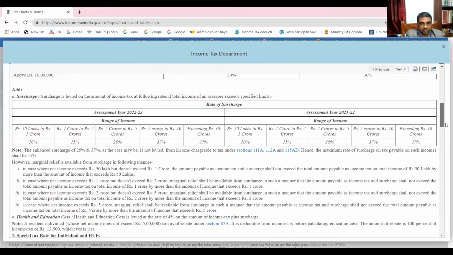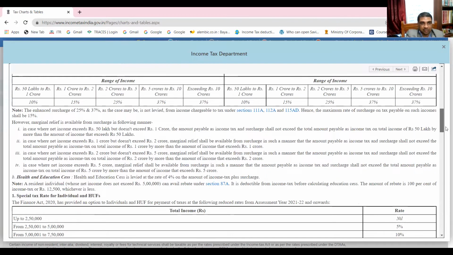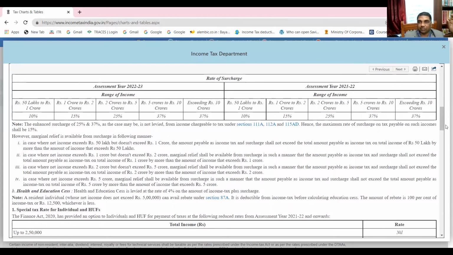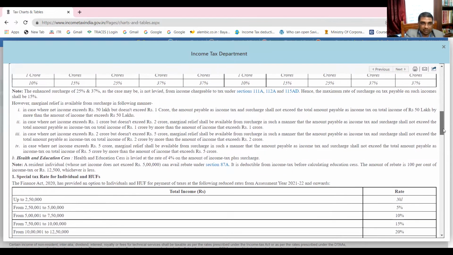Now, friends, you have understood the surcharge concept. Related to surcharge, there is one more concept which is called marginal relief. What is that? I'll be telling you subsequently. Now let us complete this rate part, then we'll see what this marginal relief is. Below surcharge, something is written about marginal relief. I'll explain it later once all these rates are over.